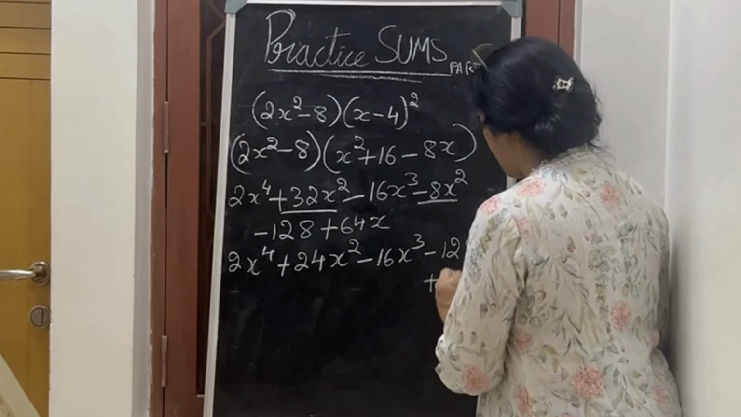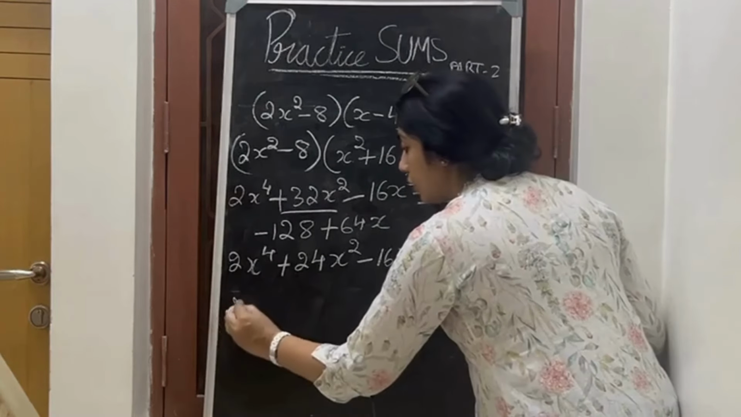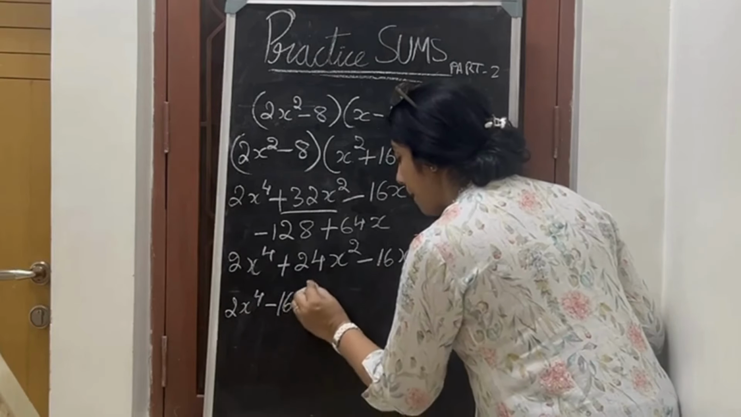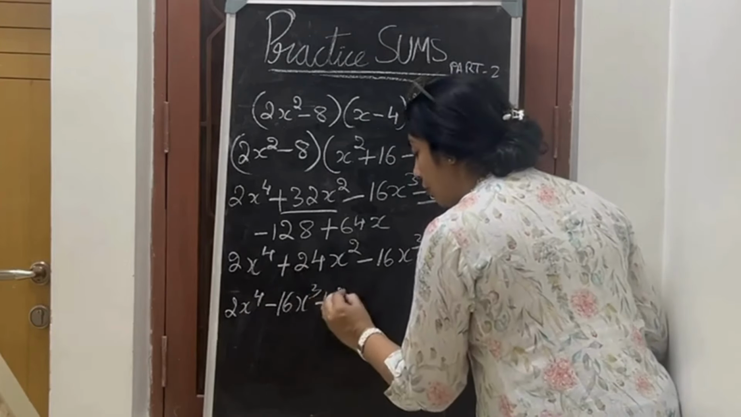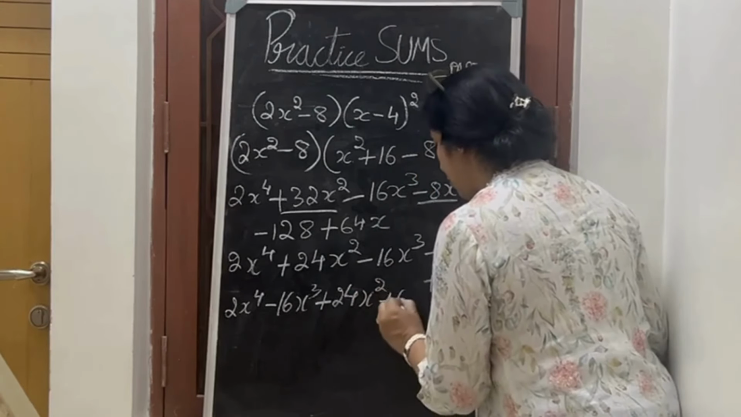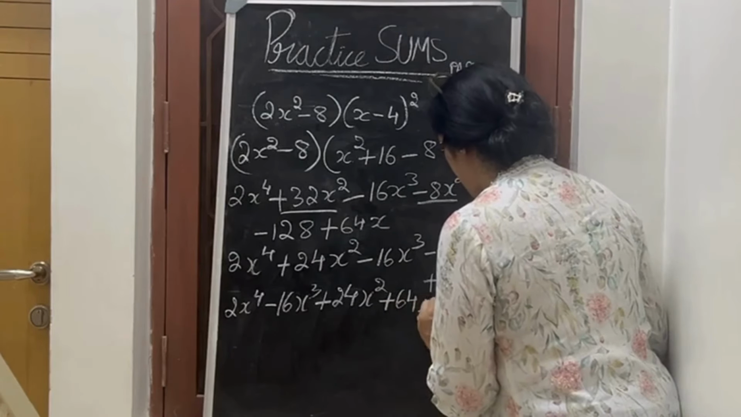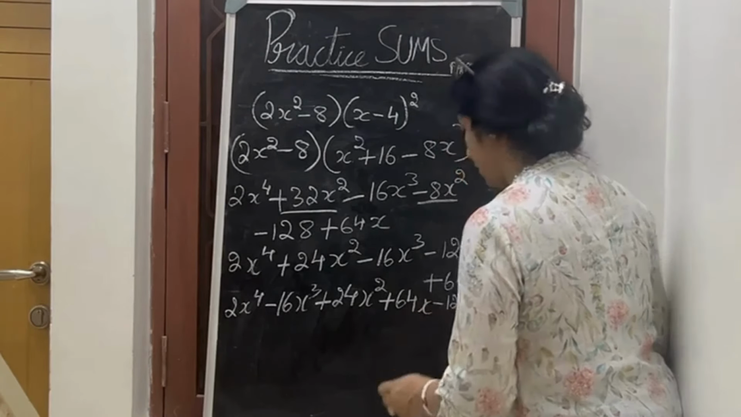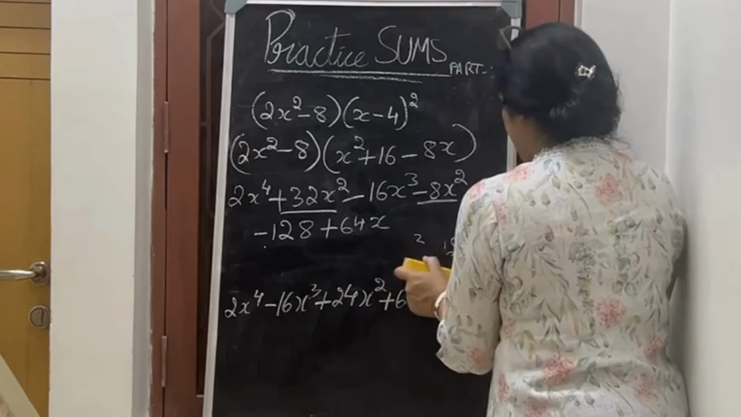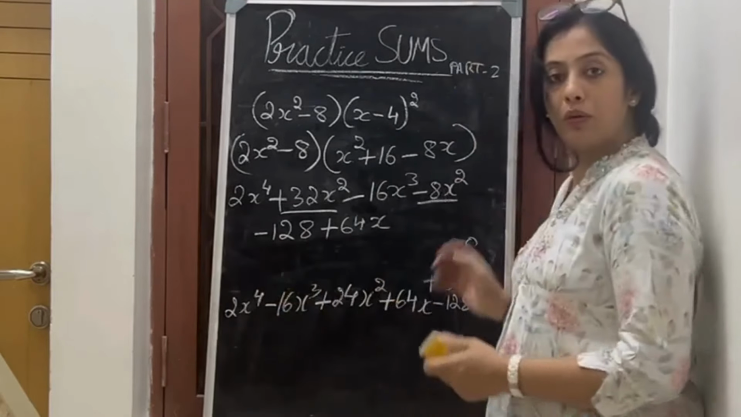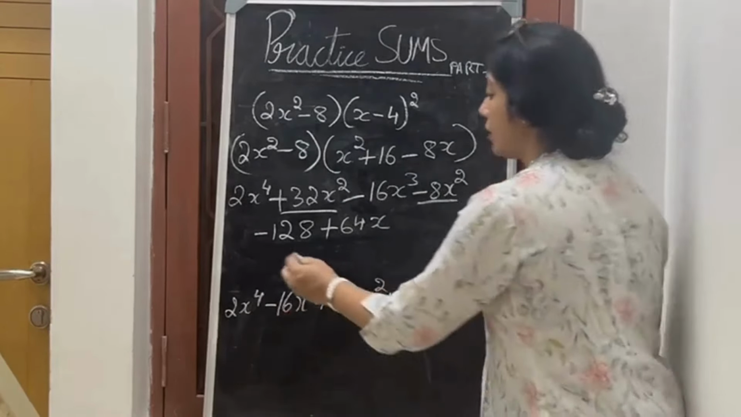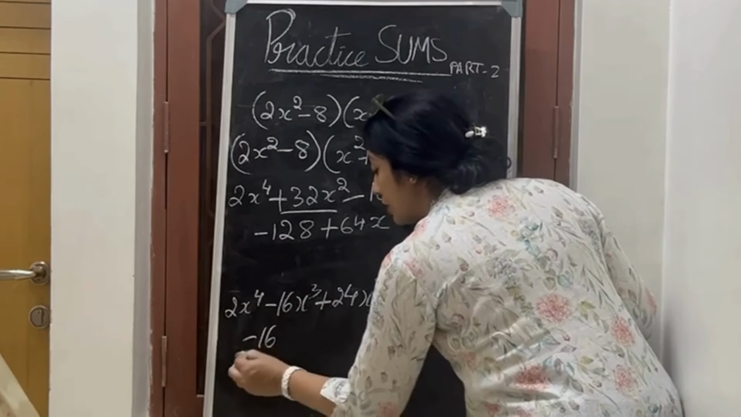If I want to write this in order, I should actually write it as 2x to the power of 4 minus 16x cube plus 24x square plus 64x minus 128. Okay. Now what did the question ask from me? The question asked you the coefficient of x cube. What's the coefficient of x cube? It is minus 16. So my final answer is coefficient of x cube is minus 16.